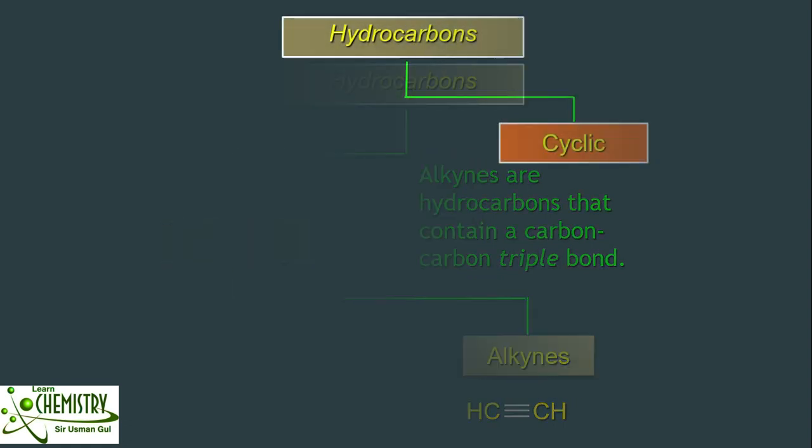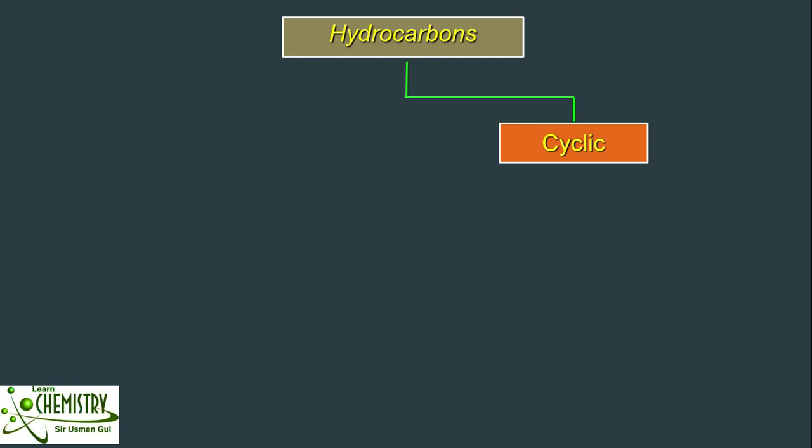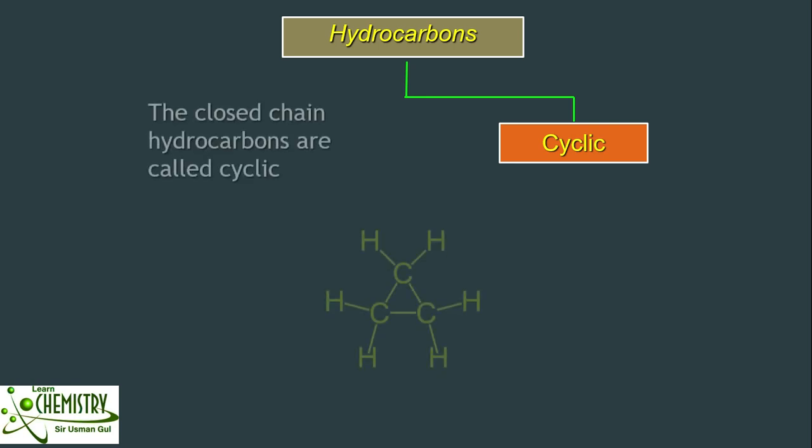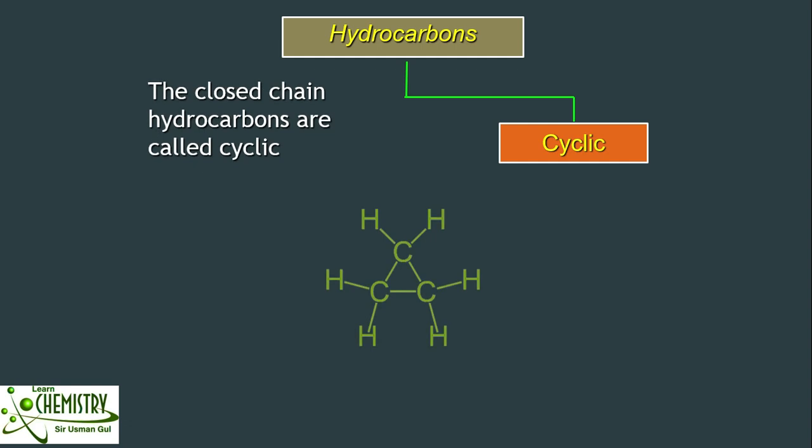Now let's talk about the cyclic hydrocarbons. First of all, let me explain with an example what cyclic is. The closed chain hydrocarbons are called cyclic. Now this is a very simple example in which you can see the three carbons are attached in such a way that they have a closed structure. This closed structure indicates that this one is a cyclic hydrocarbon.